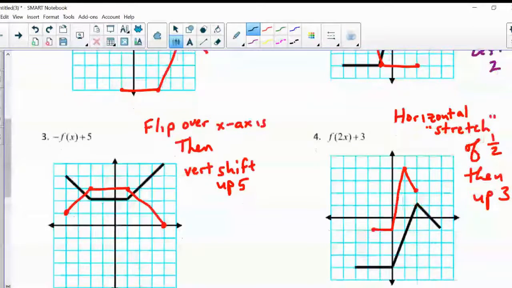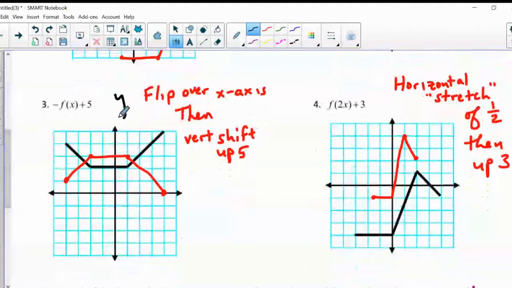Number 3, everything's happening to the y's. So I flip all the y's over the x-axis, and then I do a vertical shift up 5. So everything gets flipped down here, then I move it up 5.